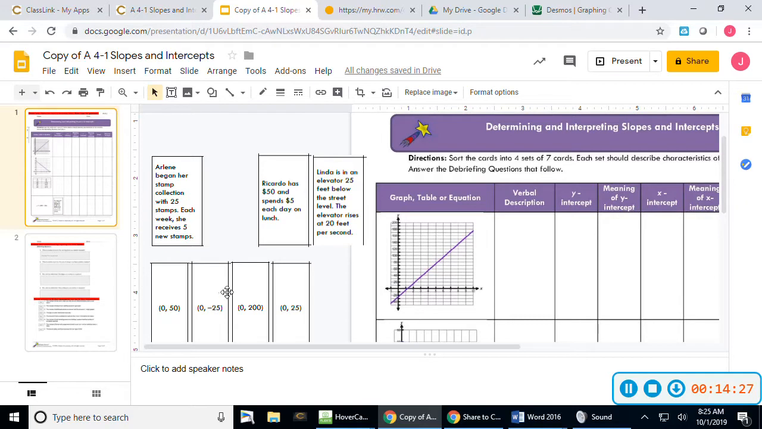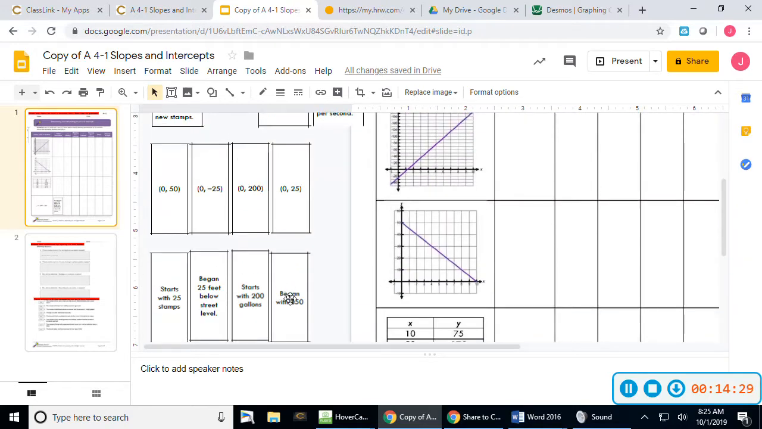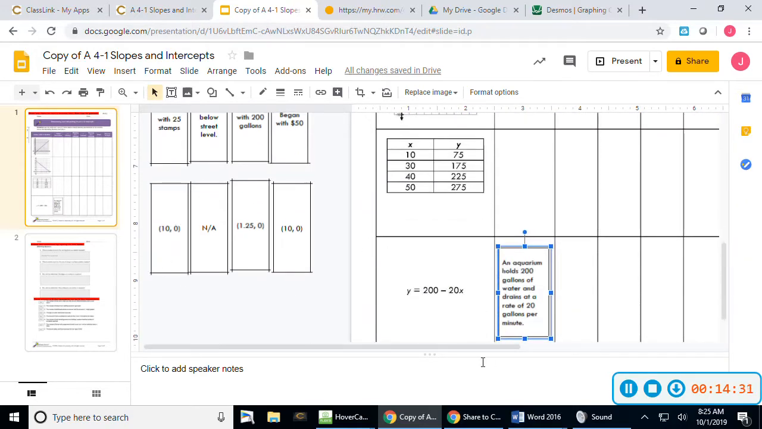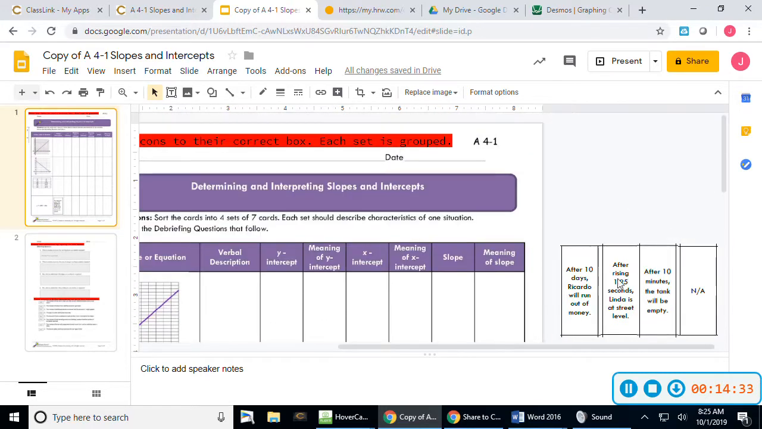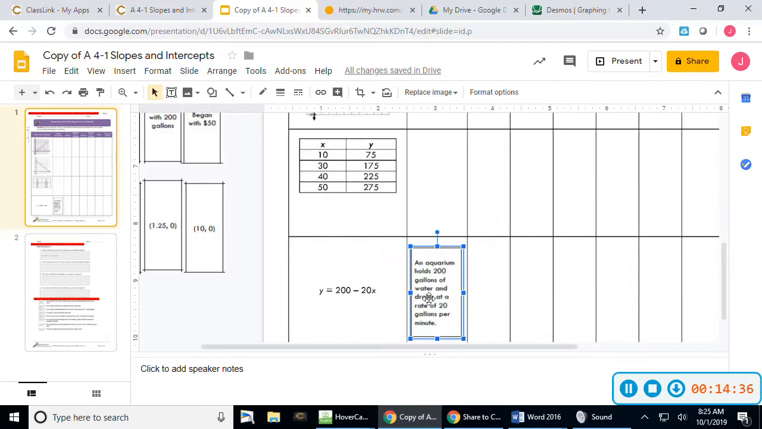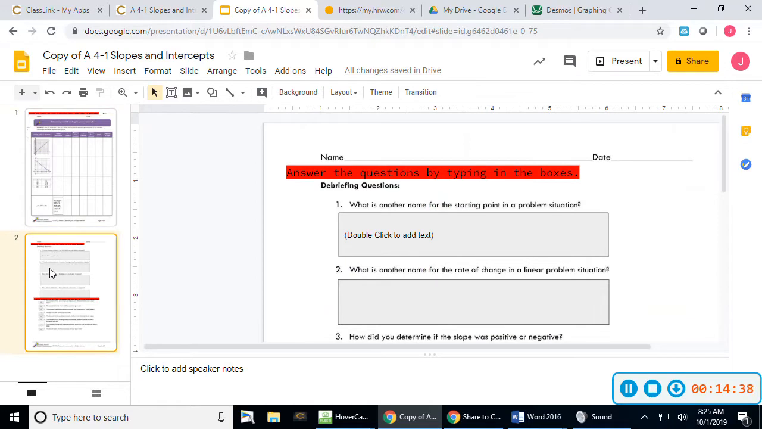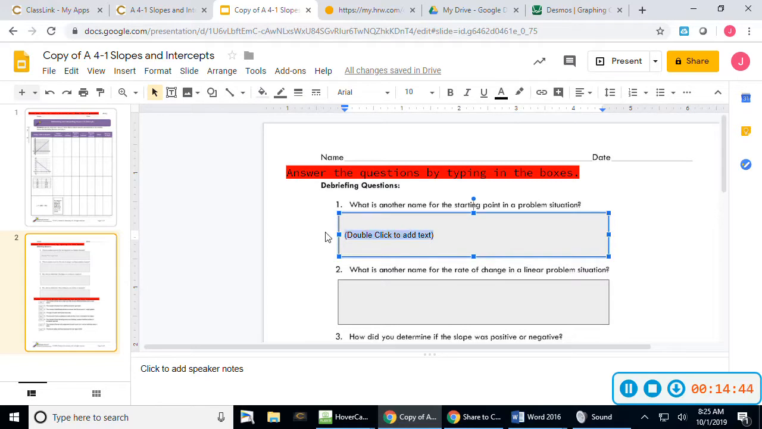When I get to the y-intercept, these are the y-intercepts. These are the descriptions of the y-intercepts. These are the x-intercepts. Then go over here. I'm going to do the same thing. Now on the back, on the next page, you have: what is another name for the starting point of the situation? It says double click to add text. So right here you can delete what this is, and then you're going to type your answer.